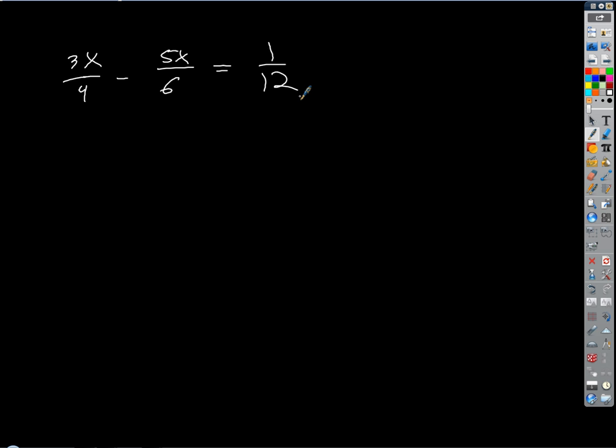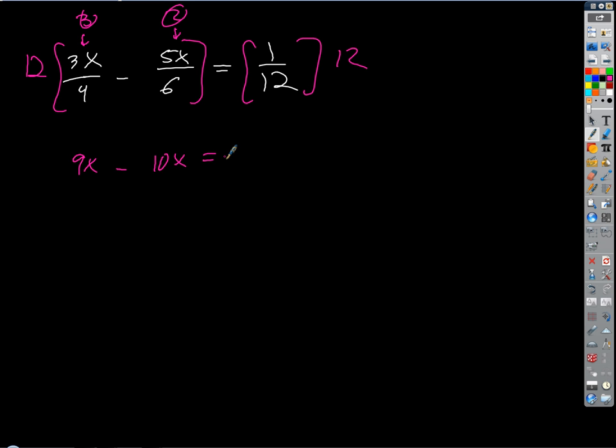Okay, least common denominator is? 12. I'd multiply both sides through by 12, right? That's the smallest number 4 and 6 and 12 all divide into, right? So if I multiply by 12, what happens? Right, so 12 over 4 is 3, 3 times 3x is 9x, 12 over 6 is 2, times 5x is 10x, right? So I just get that. Now that's an easy equation to solve, right?